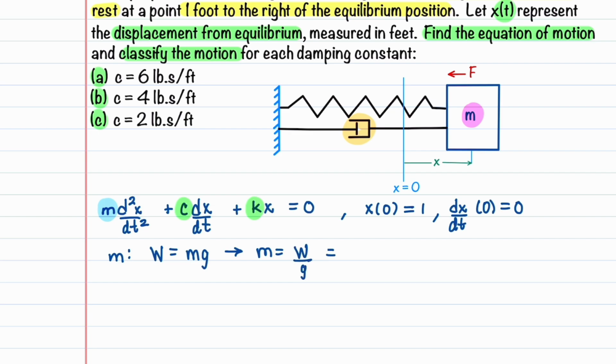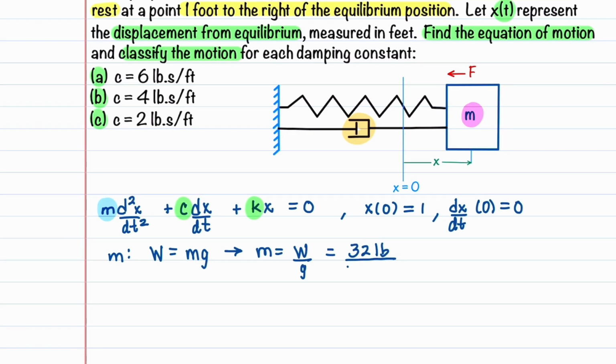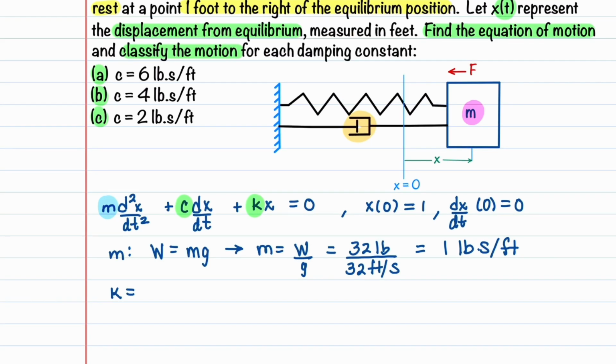Our weight is 32 pounds. And because we're working with pounds, we need to let g be 32 feet per second squared, and we get a value of 1 pound second squared per foot. Let's make a note that k is equal to 4 pounds per foot.